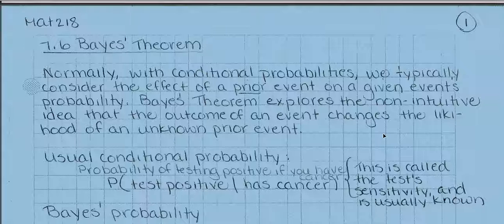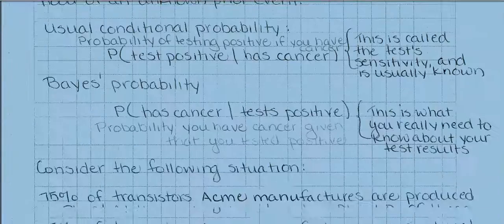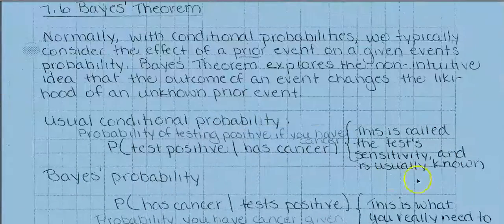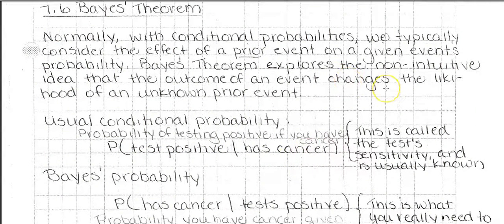We're going to explore the non-intuitive result that the outcome of a subsequent event changes the likelihood of an unknown prior event. Usually for conditional probabilities, we have an example like this. For example, what is the probability that you test positive given that you have cancer?